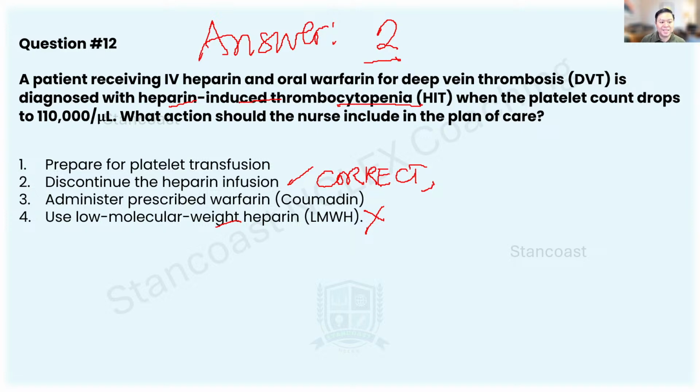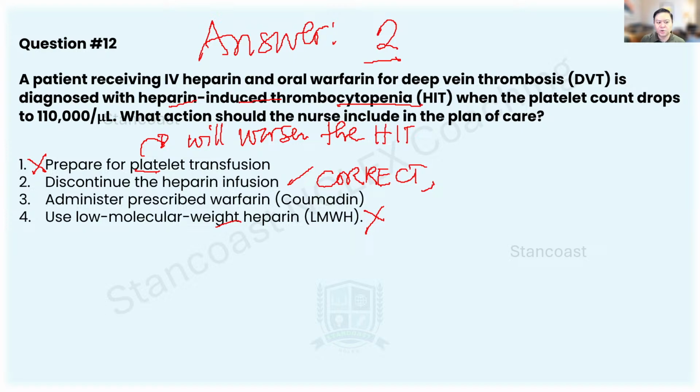Prepare for platelet transfusion. Are we supposed to give them platelets? Remember, it's not going to be effective, guys. This will worsen the HIT. No platelet transfusion. This is wrong. What about number 3?